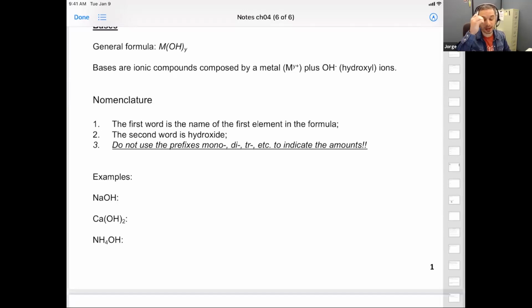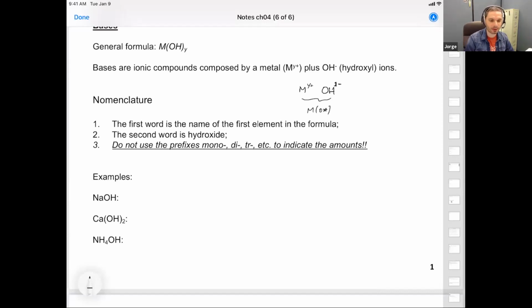Okay, so let's tackle those examples here. Always remember that the OH part of the base is always 1 minus. So this hydroxyl part of the base is only capable of gaining 1 electron, and that's going to be combined with a metal with a Y plus charge to produce the base. So always here, metal OH.